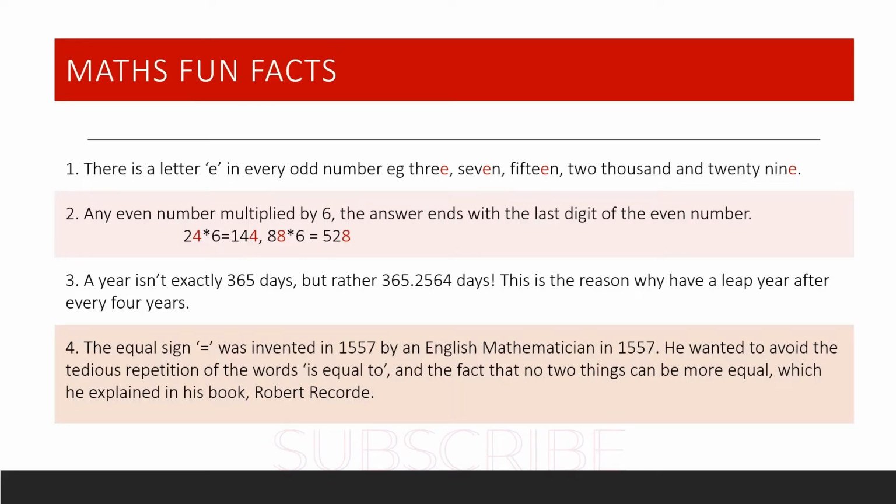Let's check an example. For example, if you take 24, this is an even number because the last digit is 4. Now, if we multiply by 6, our answer should have the last digit as 4. And the answer is 144, the last digit is 4. Another example: let's take 88, multiply by 6, the last digit is 8, and therefore our answer will have the last digit as 8. You can try more examples and let me know what you find out. But it should always be that way.